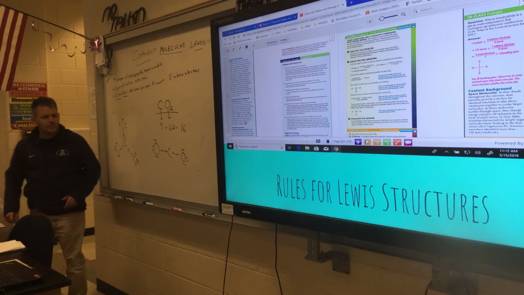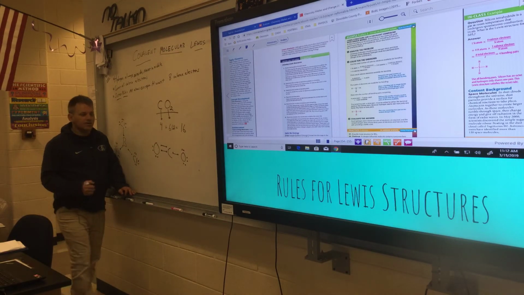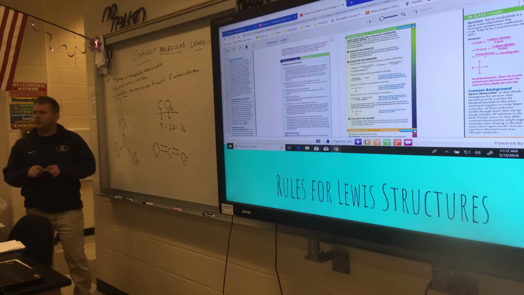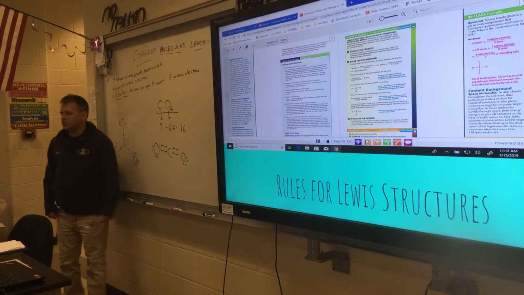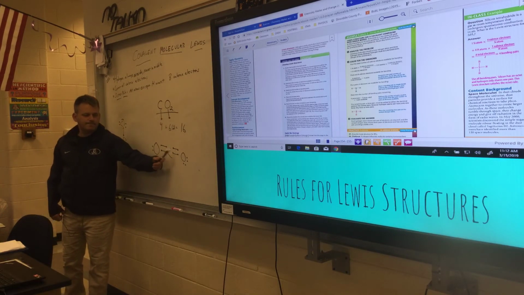What if we did this? What if we took this pair and did this? And we took this pair and we did this. Now how many would carbon have, Lexi? 2, 4, 6, 8. How many would this oxygen have? 2, 4, 6, 8. How many would this oxygen have? 2, 4, 6, 8. Each one of them would have 8. Okay? That, my friends, is called a double bond.